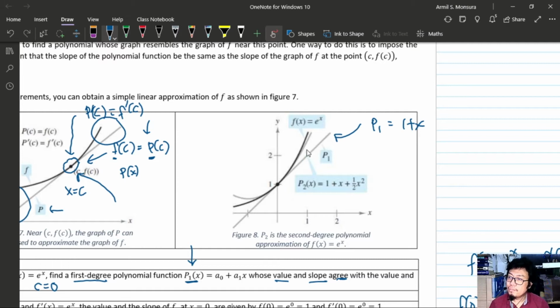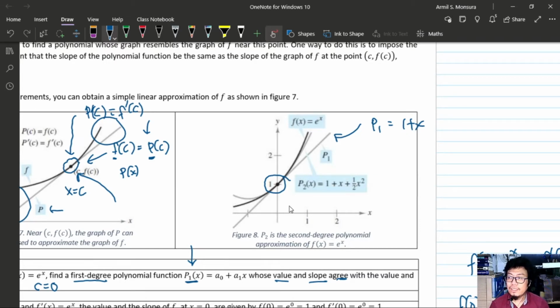Now, we have here your f of x, the black line. As you can see, if you zoom near here, that line and that curve of your f of x have almost the same shape.